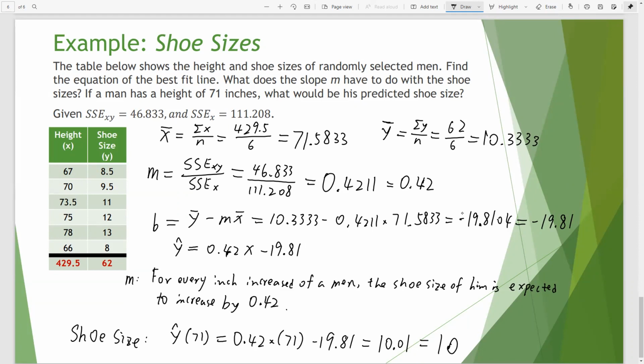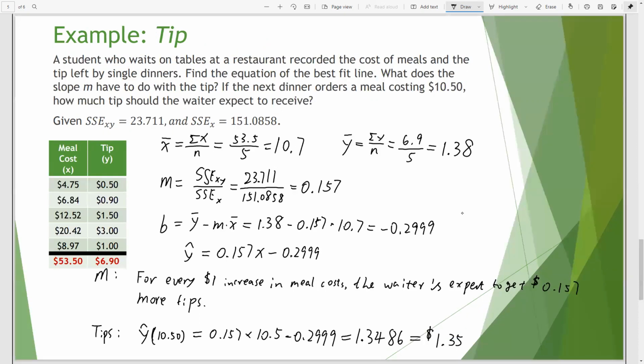Right, so that is this question. For more example exercises, you can get those in your homework. They will be similar questions to what we see here.